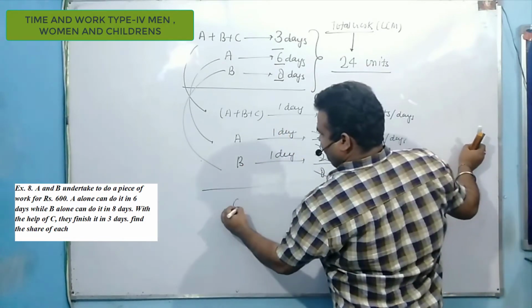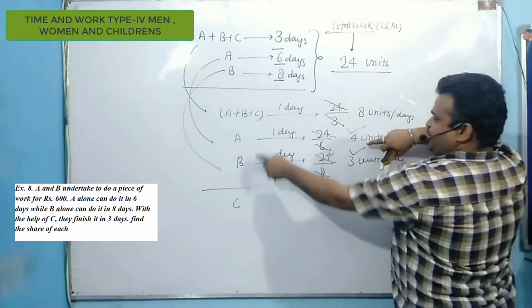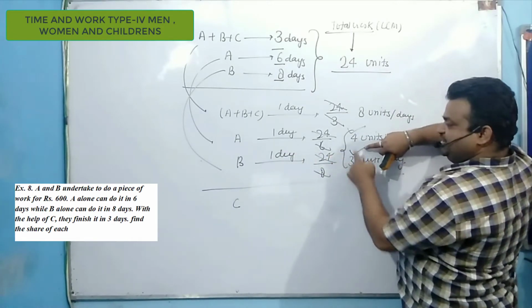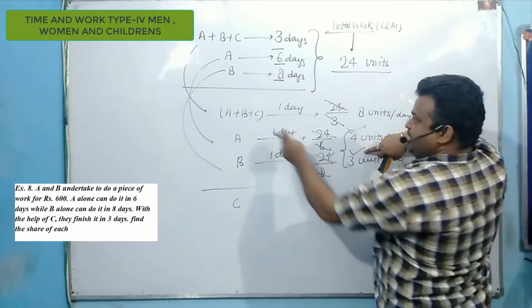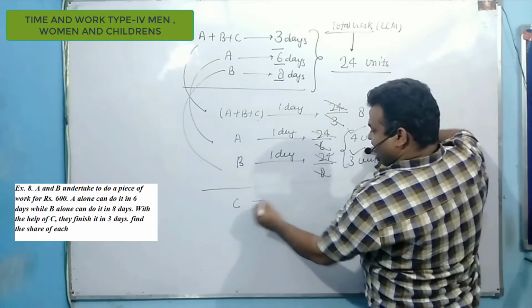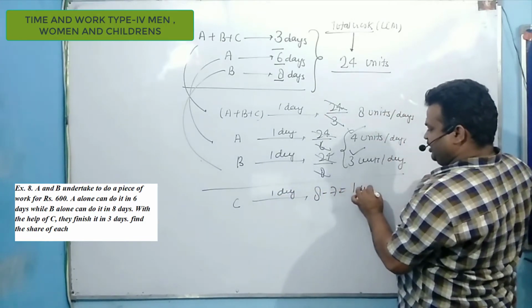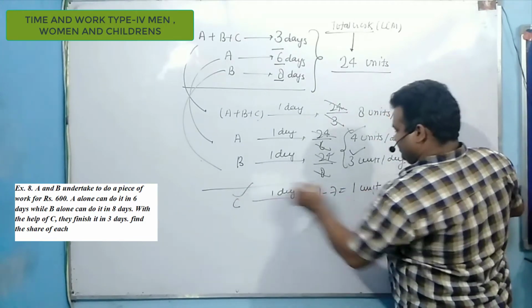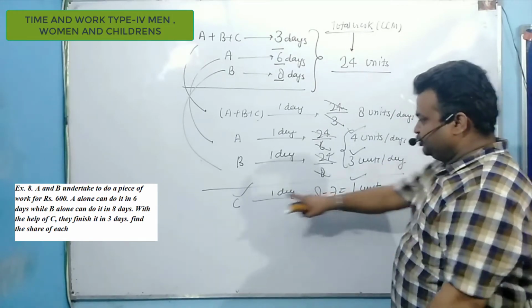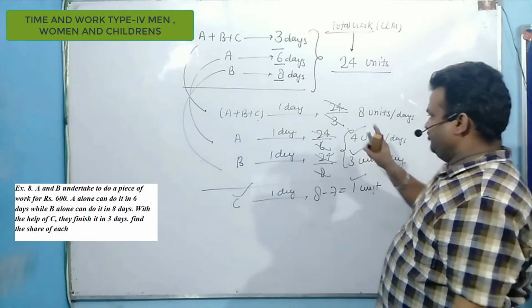What is C's 1 day work? If I subtract the A and B values, see, how much do A and B make together? 4 plus 3, 7 units, A and B together, where A plus B plus C make 8 units. So what is C's 1 day work? C's 1 day work is 8 minus 7. It means 1 unit is produced by C per day. So C manufactures 1 unit, B manufactures 3 units, and A manufactures 4 units per day.